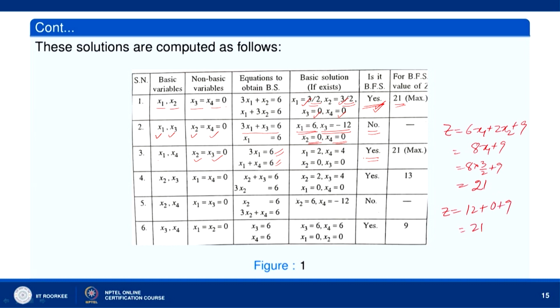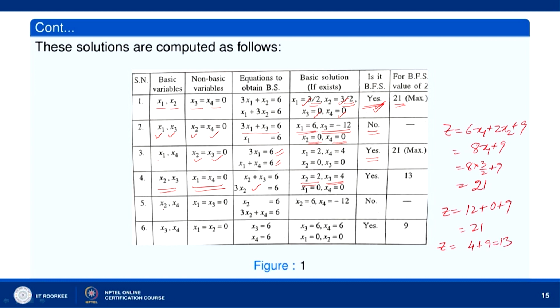For this basic feasible solution, and when we take x1, x4 equal to 0 and x2, x3 are basic variables, then we get these equations, and the solution is then x2 equal to 2, x3 equal to 4, and so it is a basic feasible solution, and here z comes out to be equal to 6x1, x1 is 0, x2 is 2. So, 2 into 2 is 4, 4 plus 9, 13.